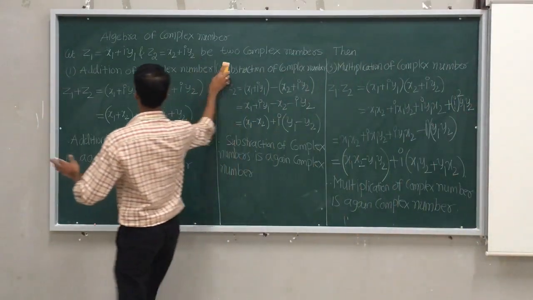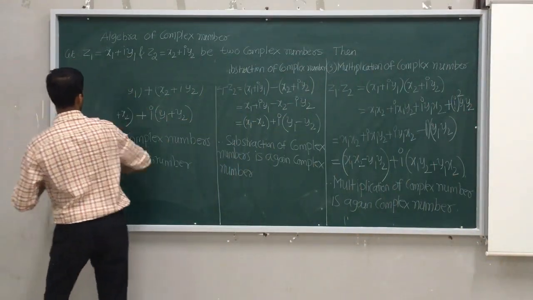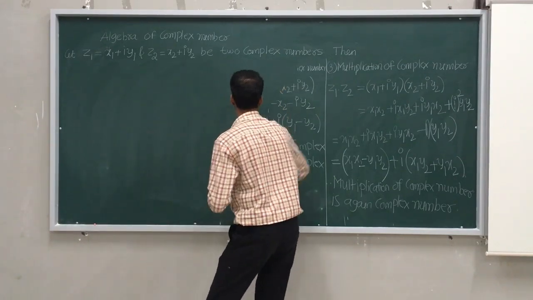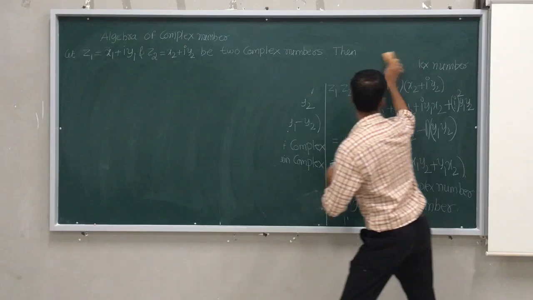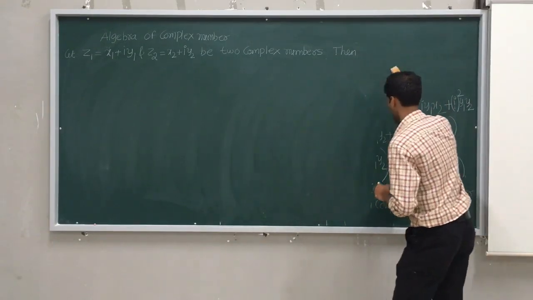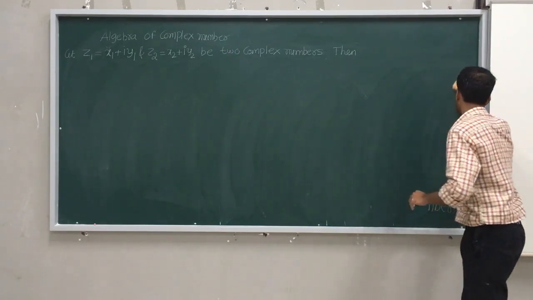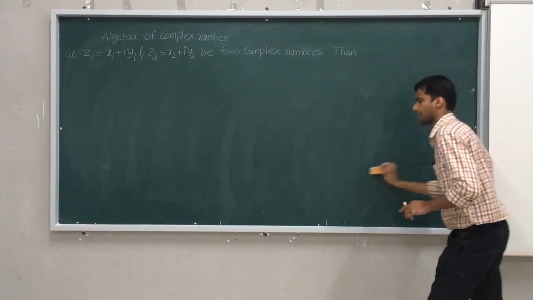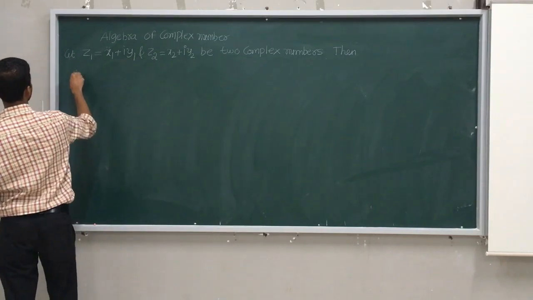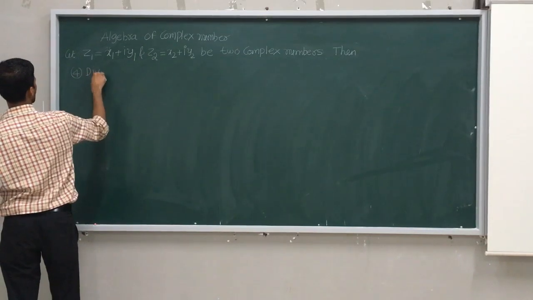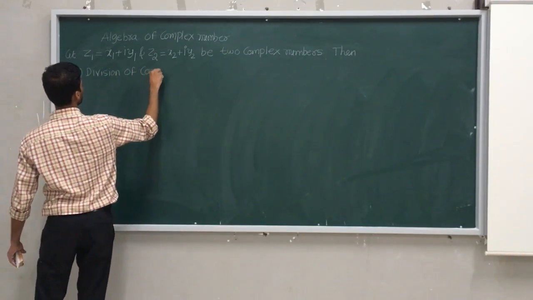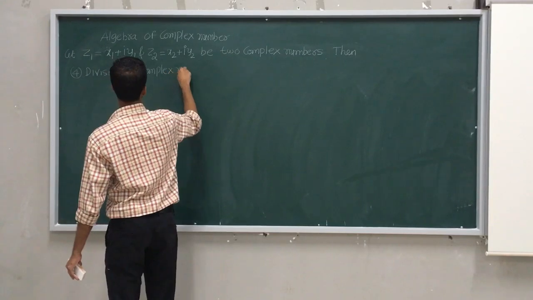Now one more last thing left is division. Whether it is valid, we will think about, but how to do that division? Because in division there is one famous problem that you all encounter. How to avoid that, we will see. That is division of complex numbers.